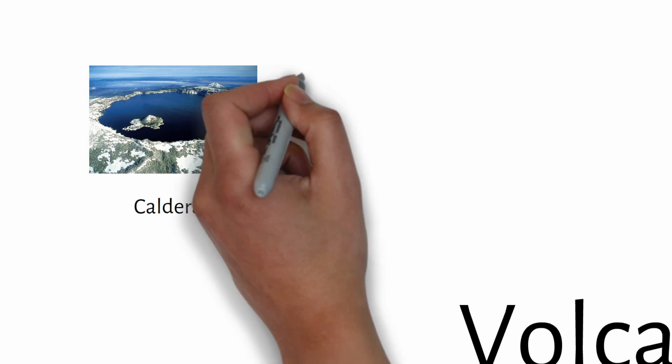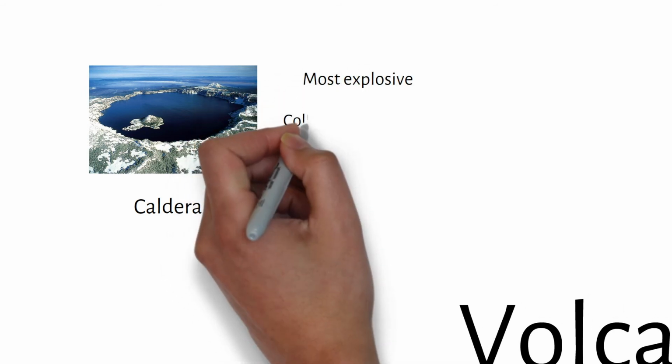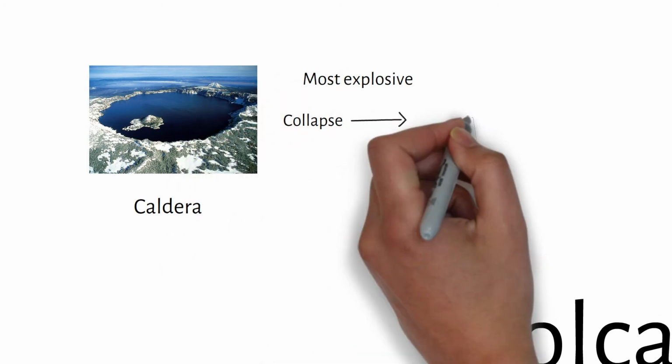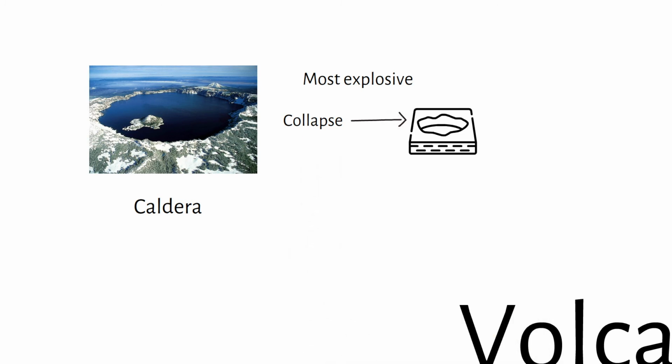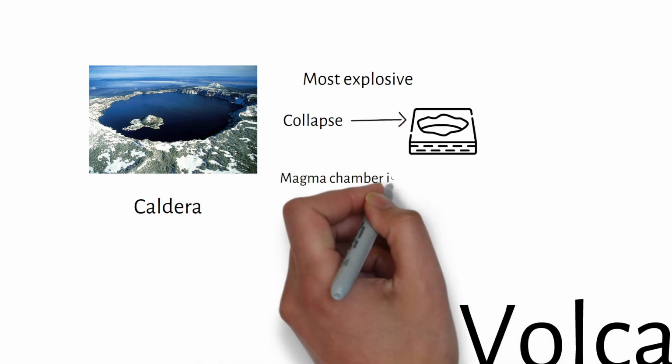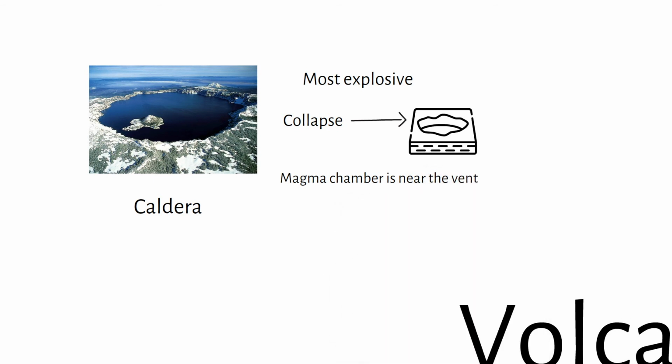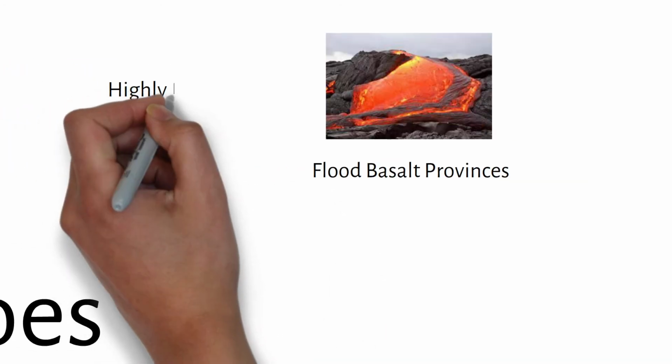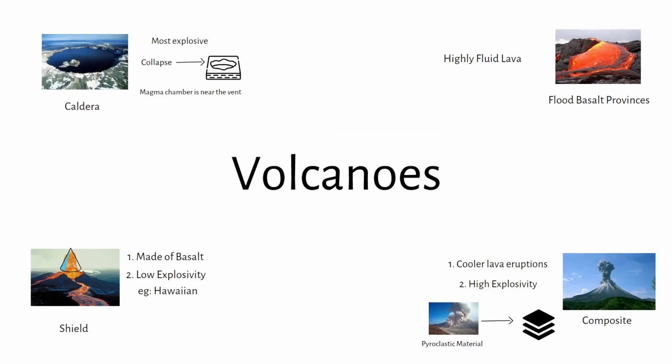Caldera. These are the most explosive type of volcanoes. They collapse post-explosion, forming depressions called caldera. High explosivity is due to magma chamber being near the vent. Flood basalt provinces. These have highly fluid lava.